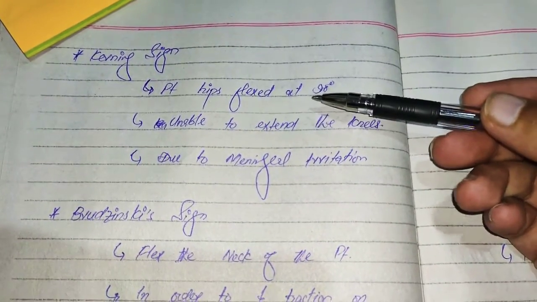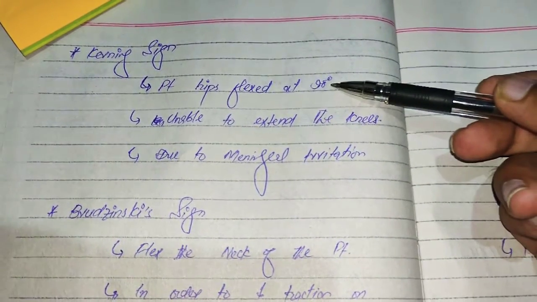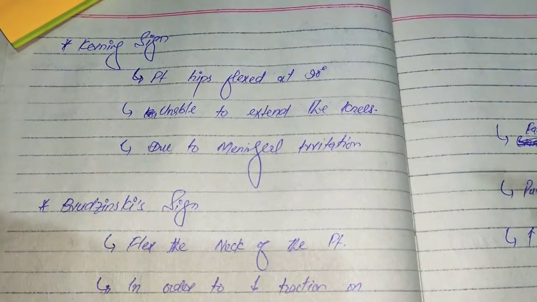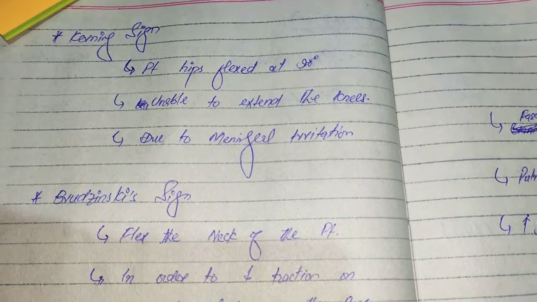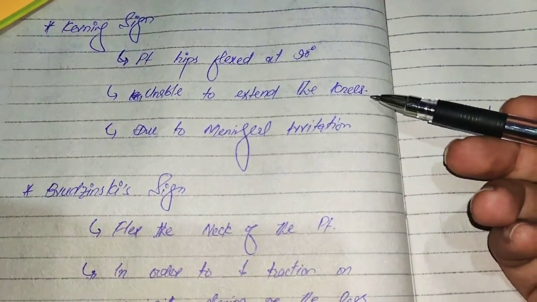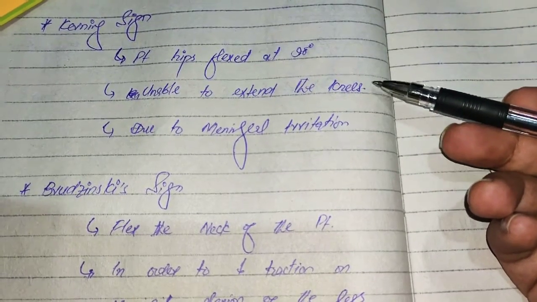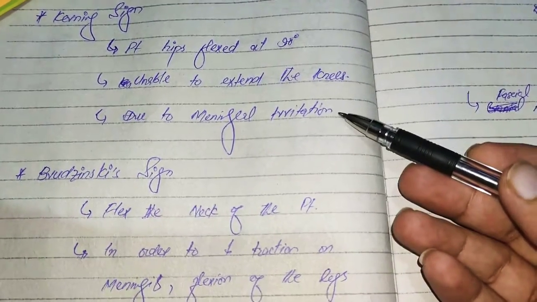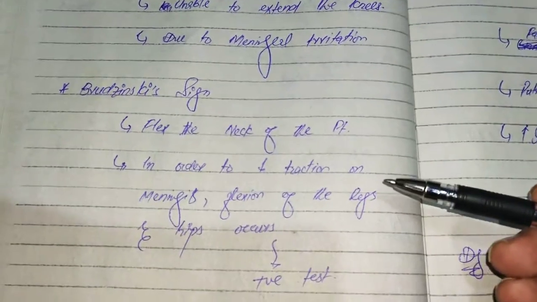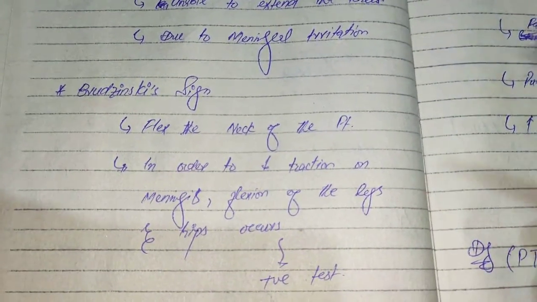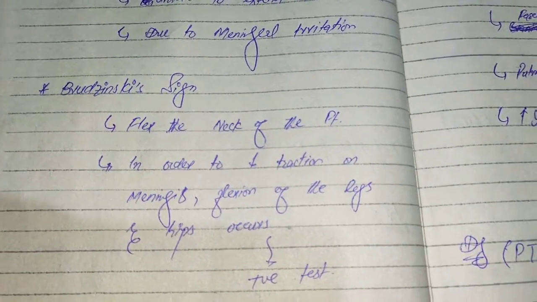Basically you ask the patient to flex their hips at 90 degrees, and you ask them to extend the knees, and they will be unable to extend their knees, and it is due to the meningeal irritation. The second thing is Brudzinski's sign. So what's the Brudzinski's sign?